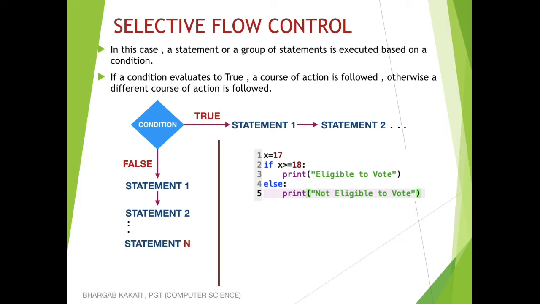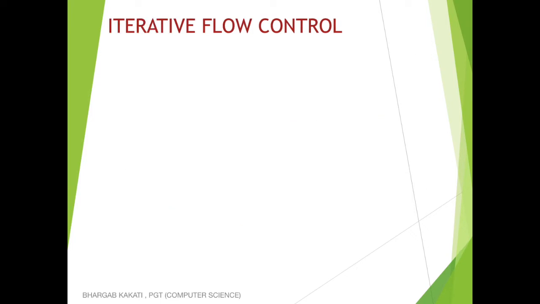Within else, what is there? Not eligible to vote. So what will you get in the output screen? In the output screen, you will get not eligible to vote. Now here you can see x greater than equals to 18. What is this called? This is known as the condition, and we'll get the output as not eligible to vote. Here you have seen that all the lines of the program are not executed, only certain selected parts are executed. Therefore, it is known as selective flow control.